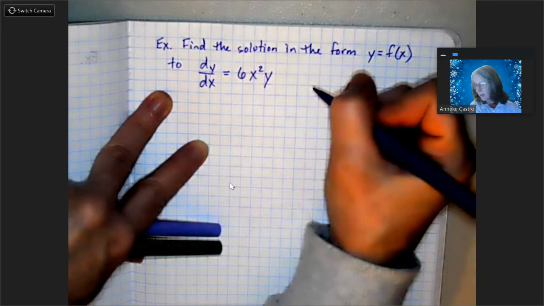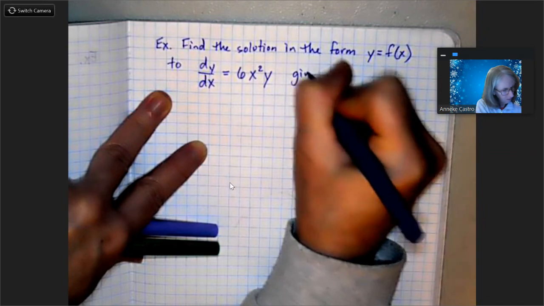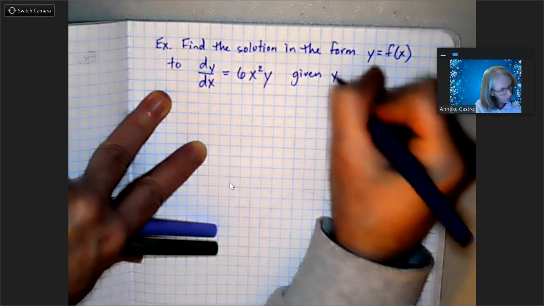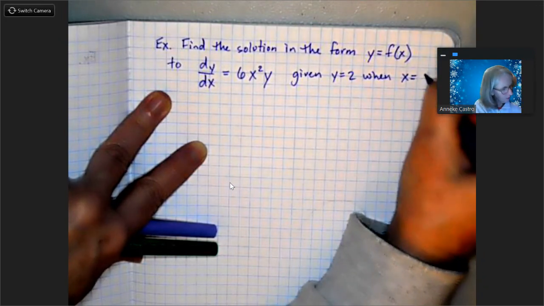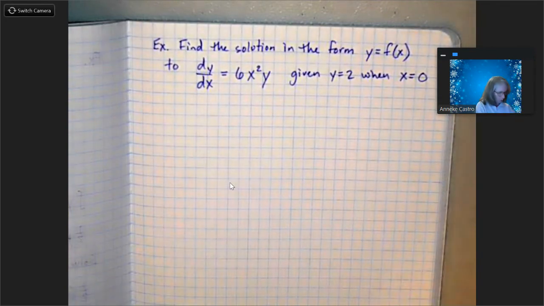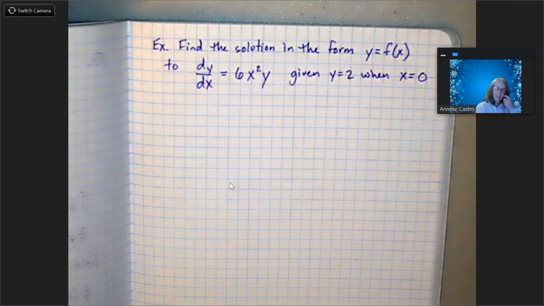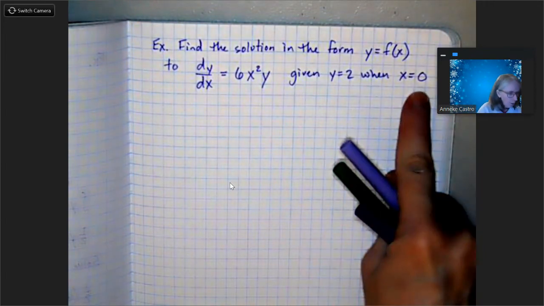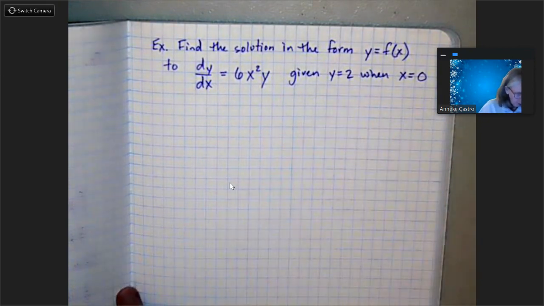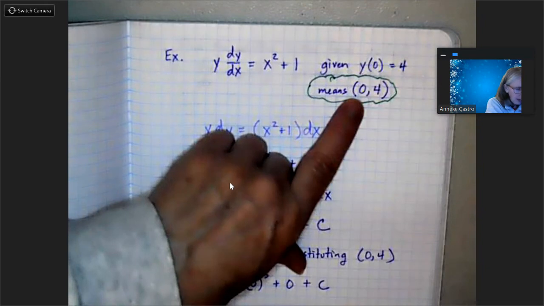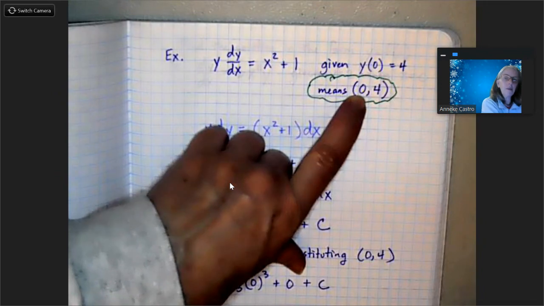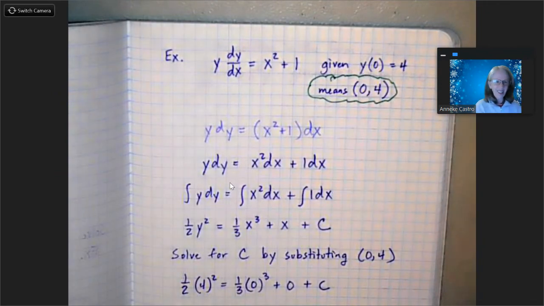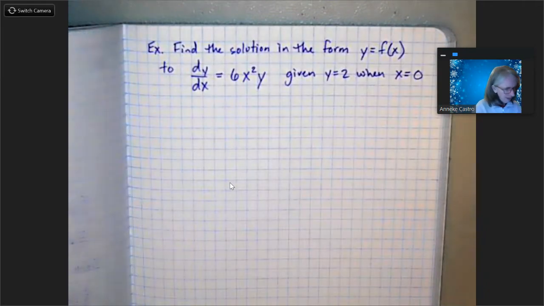And we're going to be given a point. Given y equals 2 when x equals 0. You can see x is 0. That means it's like a starting point because x usually represents time. That's usually our independent variable. So at time 0, our y value is 2. That's pretty common. In the previous problem, we had that same thing. X was 0, which usually means time 0. So this is your starting point. They're kind of giving us the y-intercept. That's a real common thing to do, apparently.